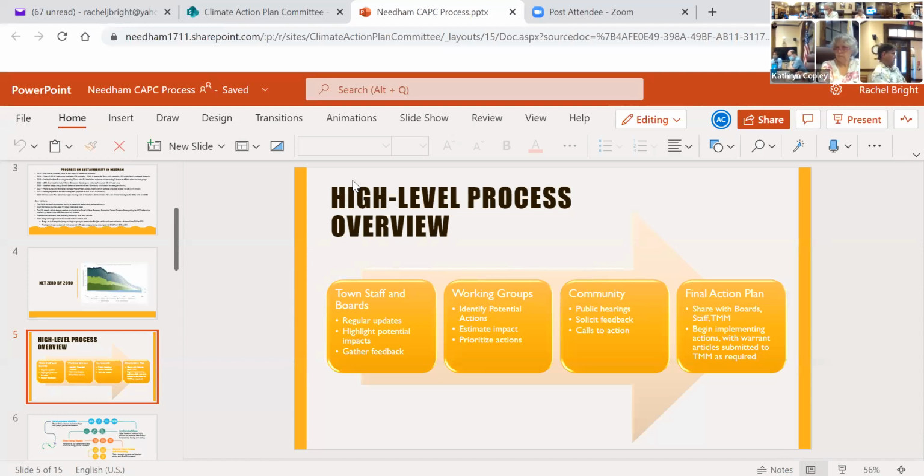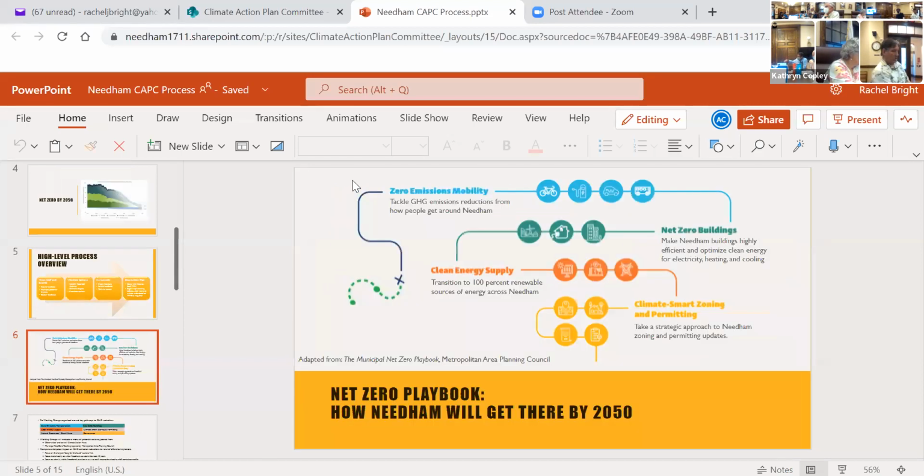So I think we need to define what our cadence is going to be. So that's the high level process. This is a graphic that talks about the different sources of greenhouse gas reductions. Sorry, I'm going to put my glasses on because I can't read from an angle. So: zero emissions mobility, net zero buildings, clean energy supply, and then climate smart zoning and permitting.